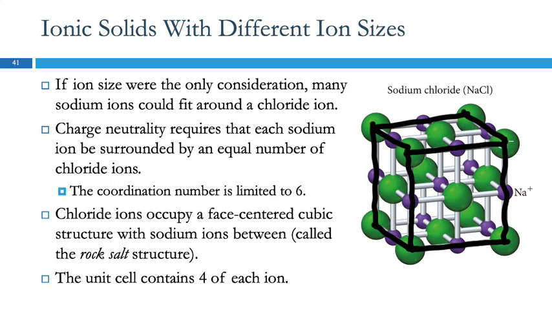I don't recommend trying to look at the structure and count how many fractions of sodium ions are in there. Just do the chlorides. It's like, okay, chlorides, there's 6 on the faces, that's 6 times a half, that's 3, plus 1 at the corners, there's 4. Well, this is a 1-to-1 ratio of ions, so if there's 4 chloride ions, there has to be 4 sodium ions.